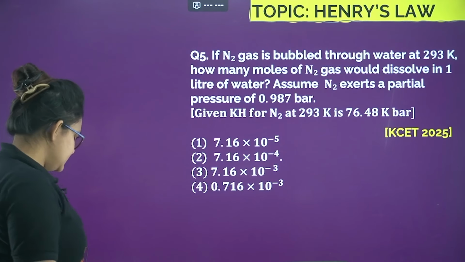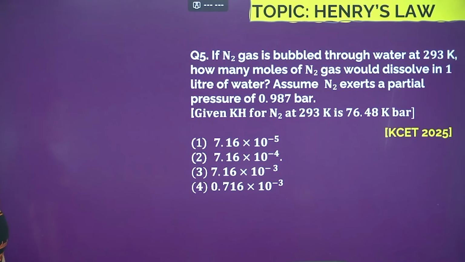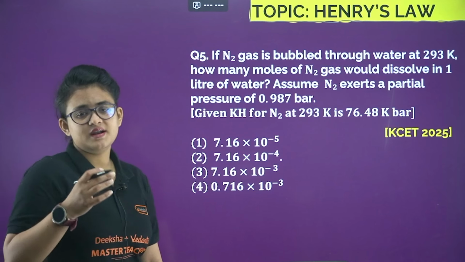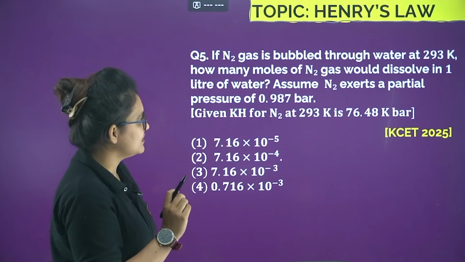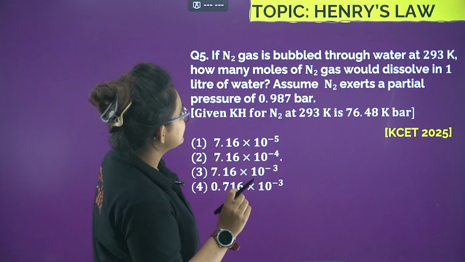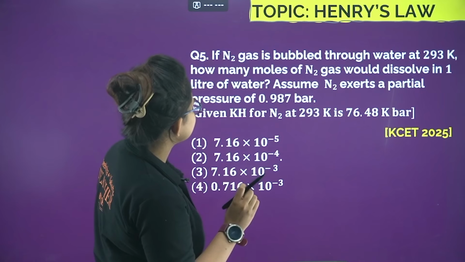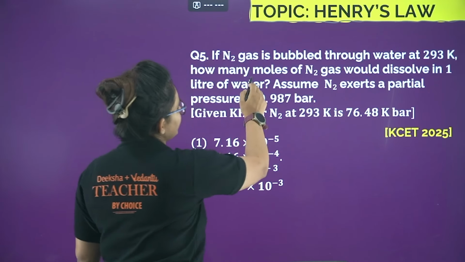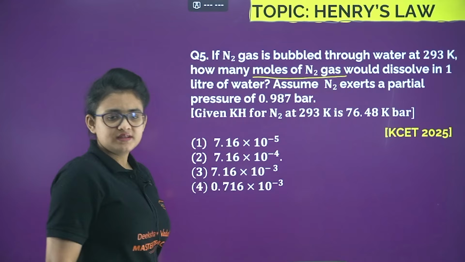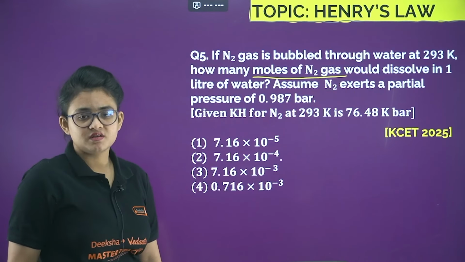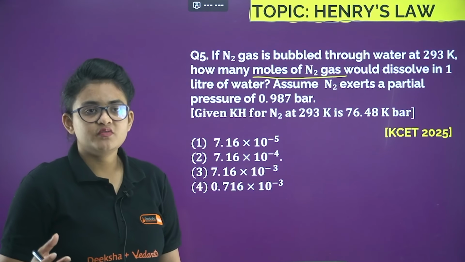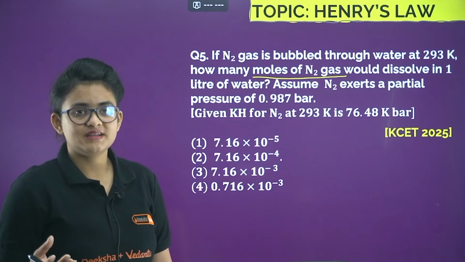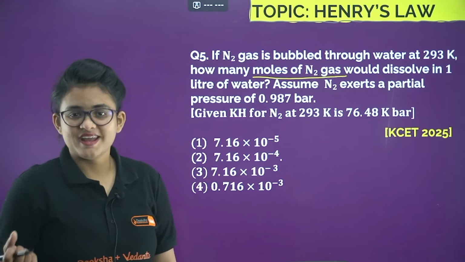Okay, so for this type of question, what you have to do, you just have to understand what data are actually given and what they are asking, right? So they are asking the moles of N2 that will be dissolved, the number of moles of N2 that will be dissolved. So we can calculate the number of moles from the mole fraction. From mole fraction, from where can I get the mole fraction value? From Henry's law.